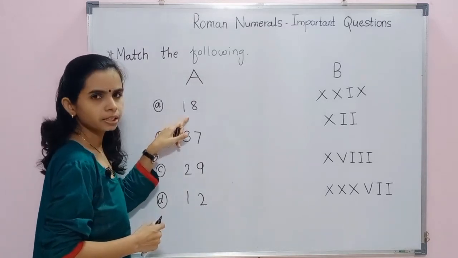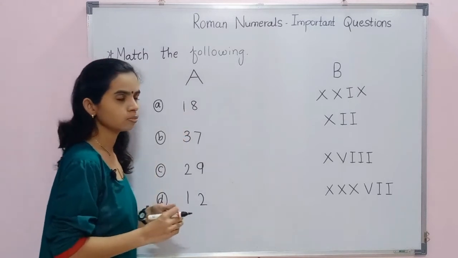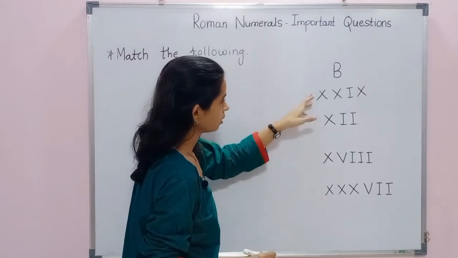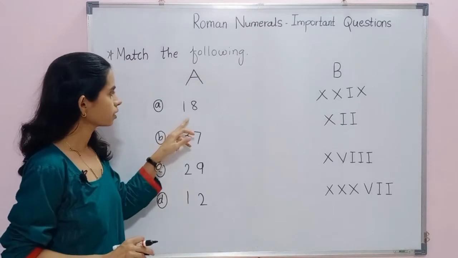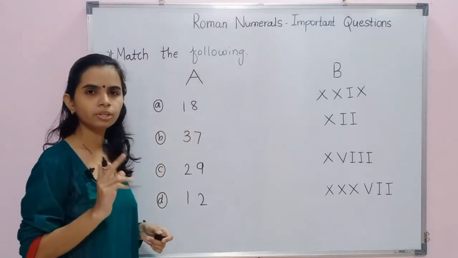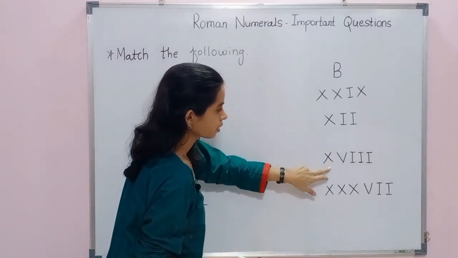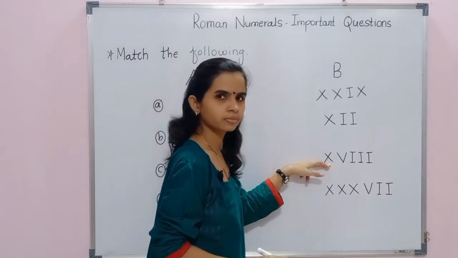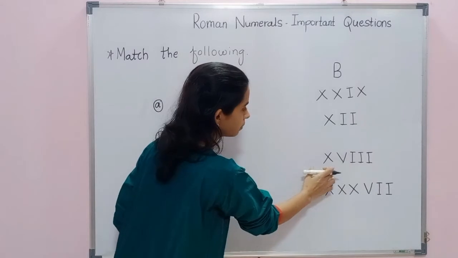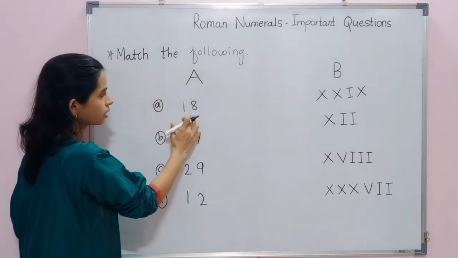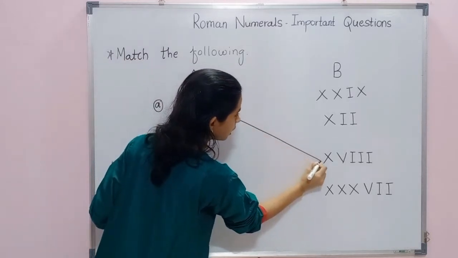First number is 18. 18 means 10 plus 8. For 10, the symbol is X. In all these, they are starting with the symbol X. And for 8, the symbol is VIII. In this option, X will be there, and VIII means 10 plus 8. So the match of this 18 is this symbol, that is XVIII.